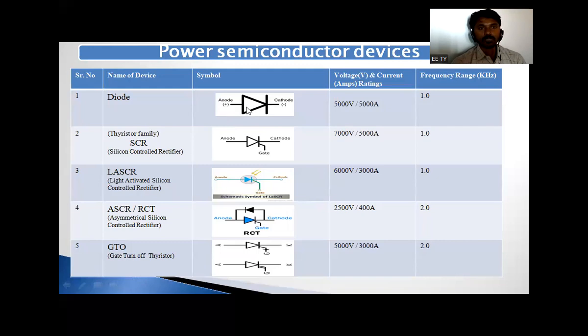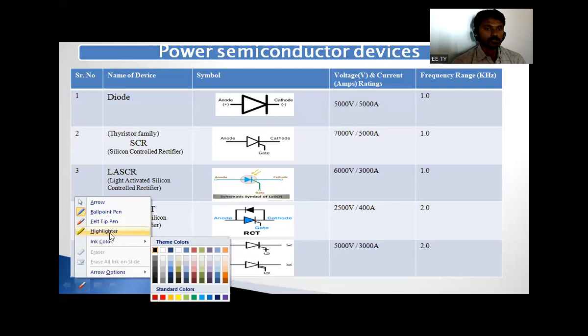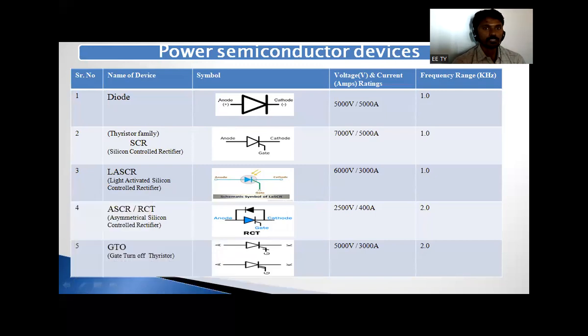Okay, so this is the symbol of the diode and it has two terminals. What are those? Anode and cathode. Clear? The voltage rating of the diode is 5000 volts and the current rating of the diode is 5000 amperes. The frequency range is 1.0 kilohertz. These are the rating values of the diodes. Now they have increased a little bit, so day to day the voltage ratings have increased.